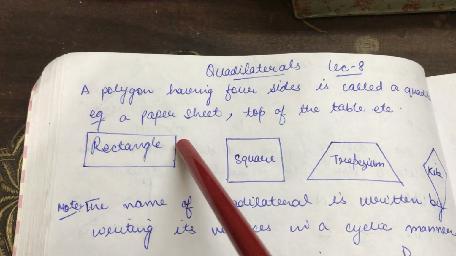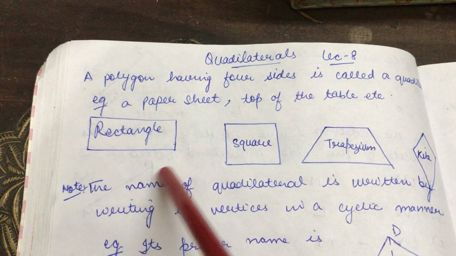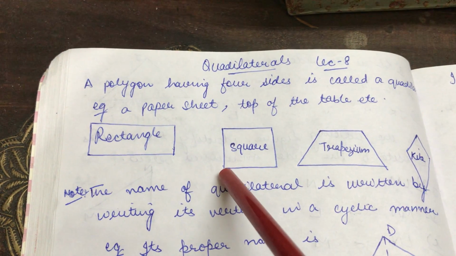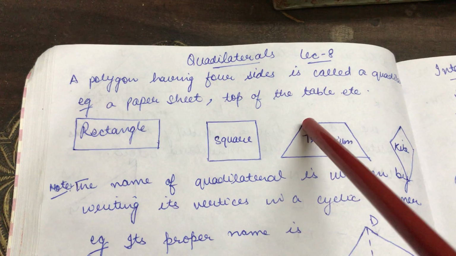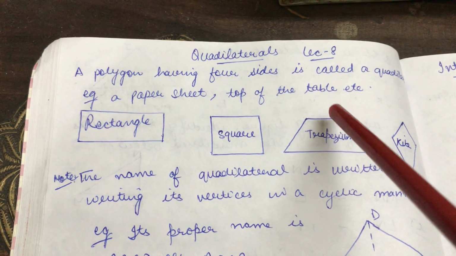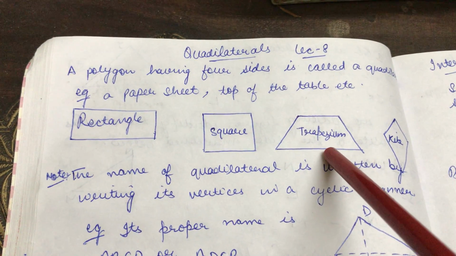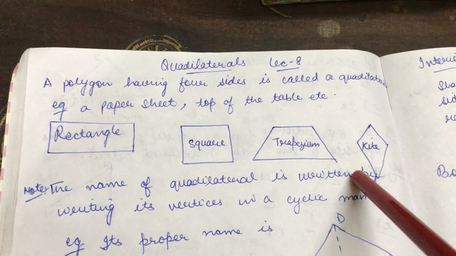For example, a paper sheet, top of the table, etc. We know about a rectangle, square. So these are also examples of quadrilateral made up of four line segments. Trapezium is also, this is the shape of trapezium in which two lines are parallel and two are non-parallel. It is made up of four line segments. It is closed also, so this is also a quadrilateral. Similarly, a kite is also having the shape of a quadrilateral.